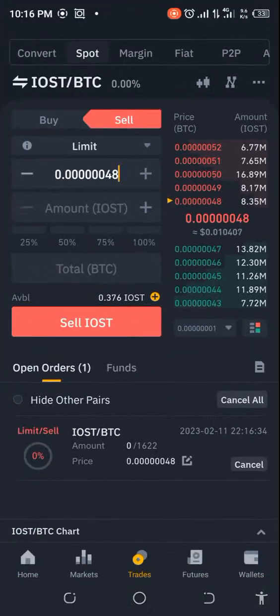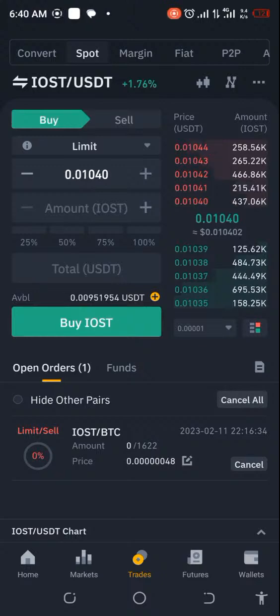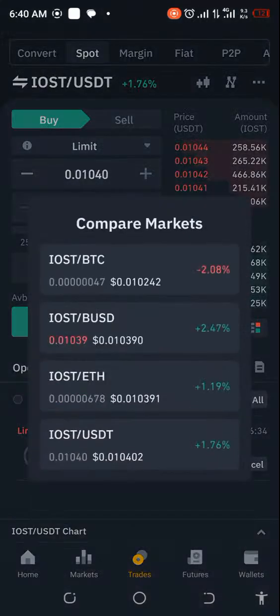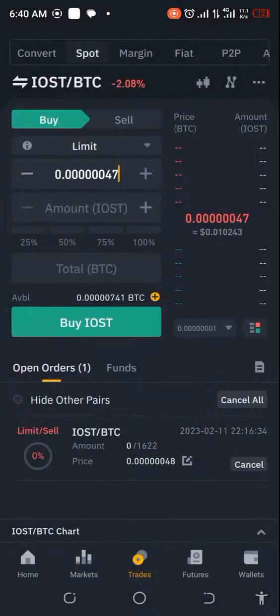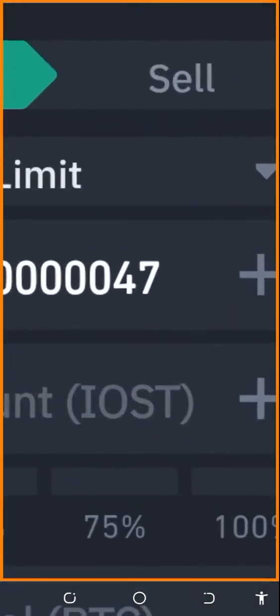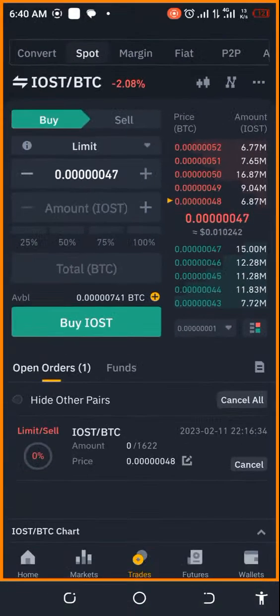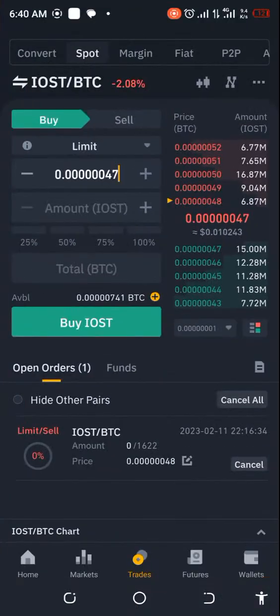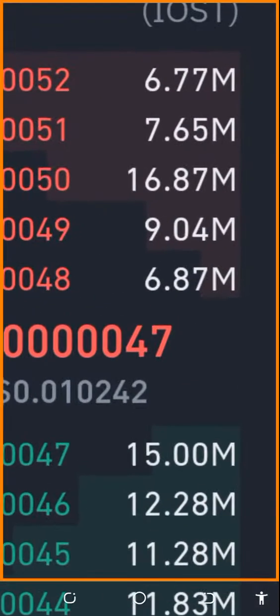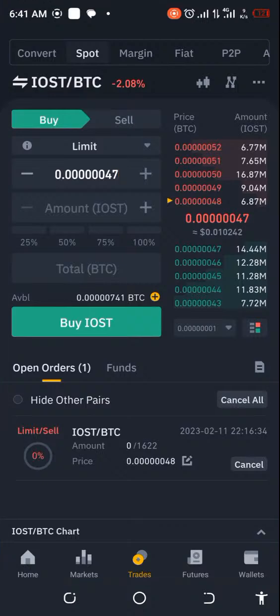Okay, so I'm back, and currently we haven't been able to sell the IOST to BTC, probably because the price right now is quite low. It seems like BTC has not appreciated so much. So we're still in the queue to get sold, and that is taking some time. So this is the time to employ the boomerang strategy.